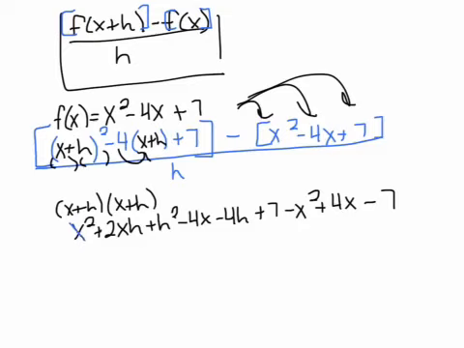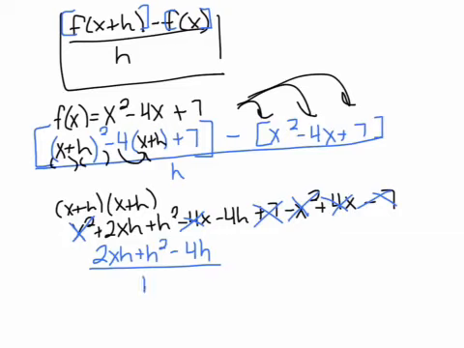What can we cancel? x squared. I can cancel this negative 4x. I can cancel the plus 7 with the minus 7. And it looks like we have 2xh plus h squared minus 4h all over the denominator of h. So on this numerator, I notice I have something in common. Let's factor out an h. When I do that, I'm left with 2x plus h minus 4 all over h.